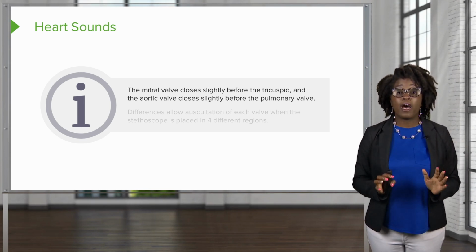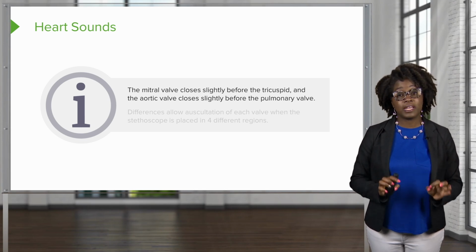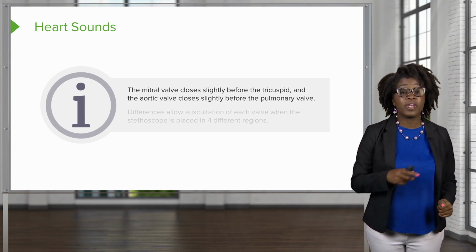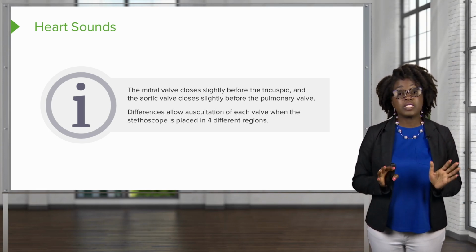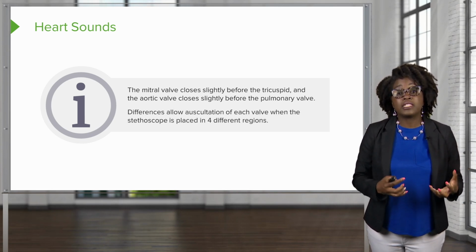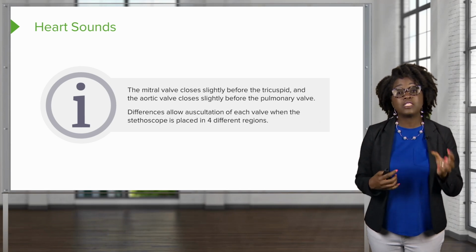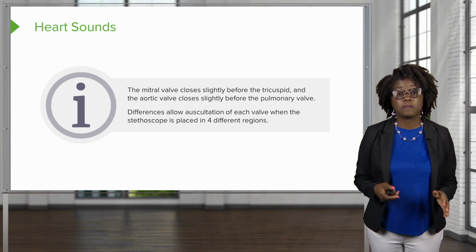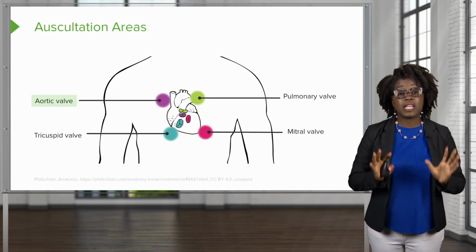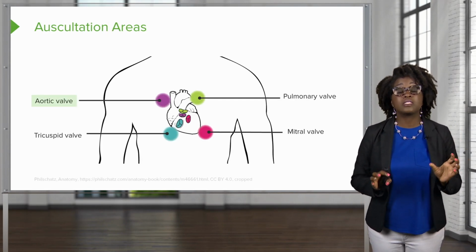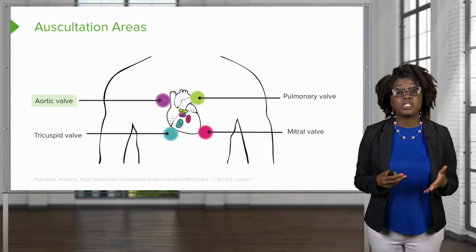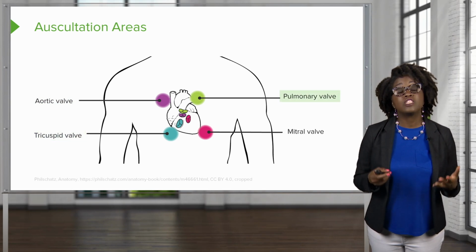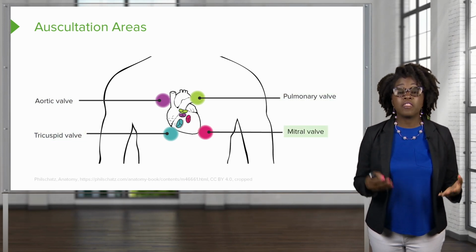So the mitral valve closes slightly before the tricuspid, and the aortic valve closes slightly before the pulmonary valve. So the differences allow for auscultation, or the listening of the heart, of each valve when a stethoscope is placed in 4 different regions. So we can place the stethoscope in specific places on the body in order to listen to the aortic valve, the tricuspid valve, the pulmonary valve, and the mitral valve.